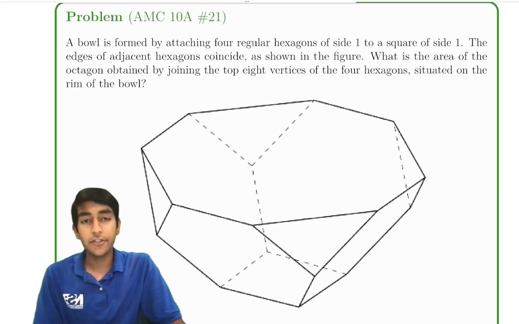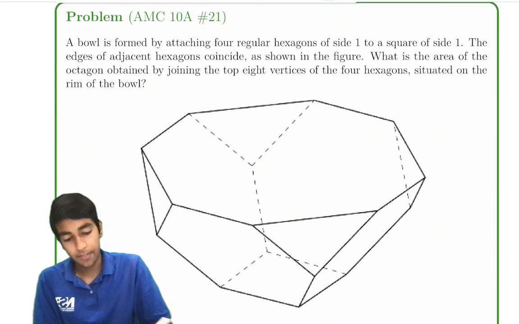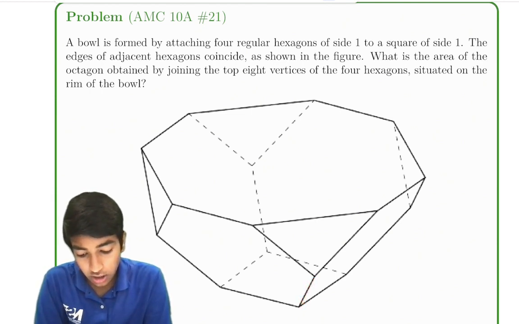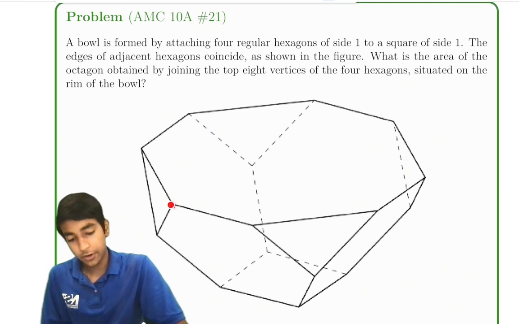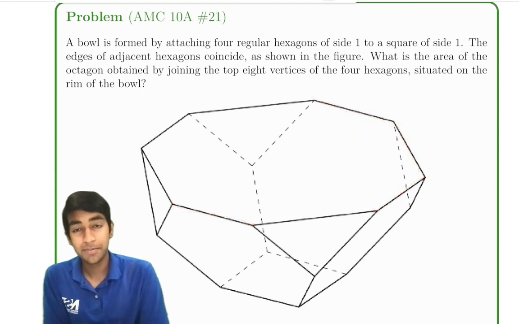The edges of adjacent hexagons coincide, as you can see right there. They coincide at this line. And basically, there's an octagon that forms by joining all 8 of these vertices. So these two, as you can see in the diagram. What is the area of this octagon?